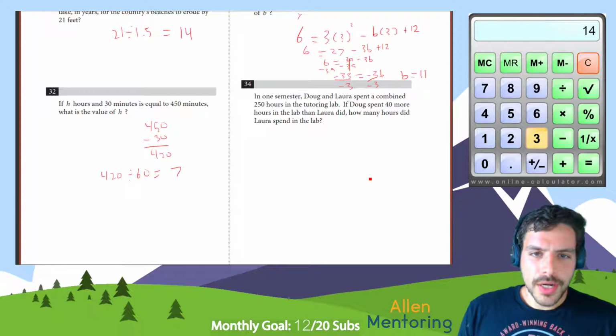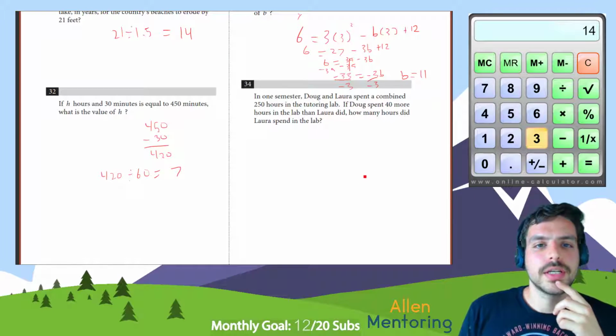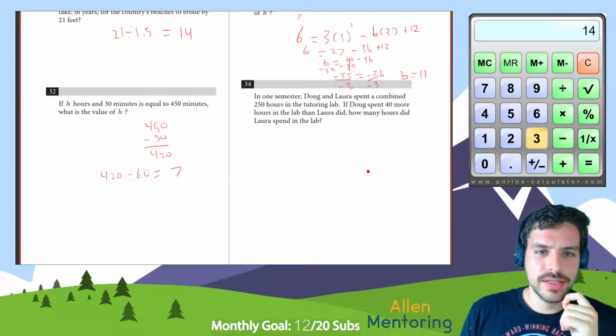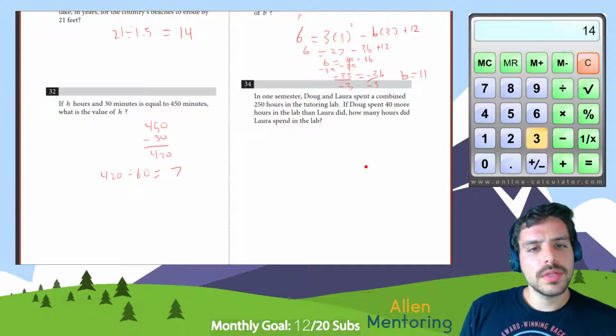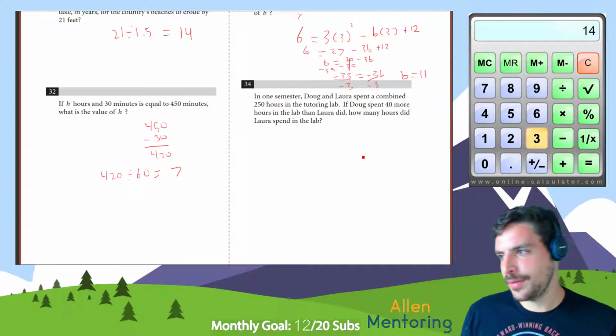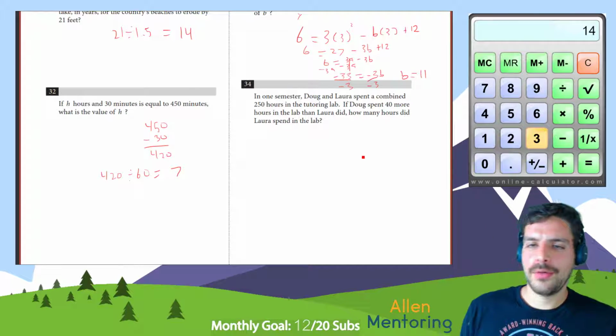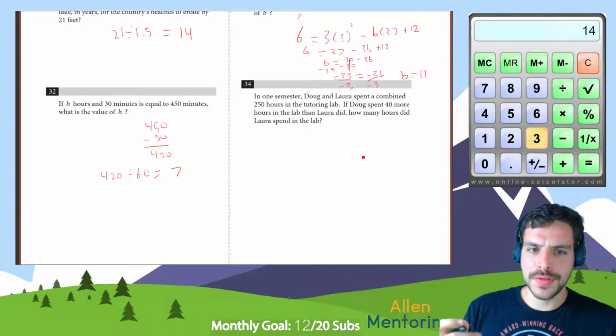In one semester, Doug and Laura spent a combined 250 hours in the tutoring lab. Good on them. If Doug spent 40 more hours than Laura did, how many hours did Laura spend in the lab? So these are pretty popular problems. Sometimes they do it with ages. If Dave is 10 years older than Mark, now how old will he be in like 10 years or so? So these are pretty much done the same way.